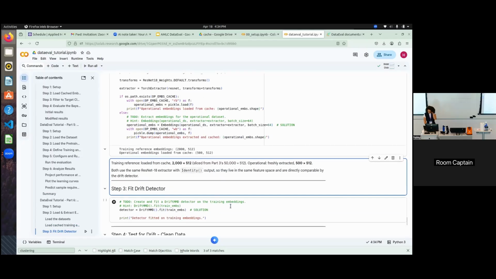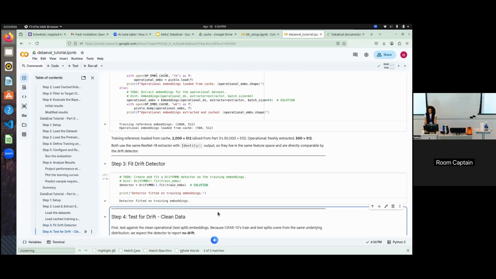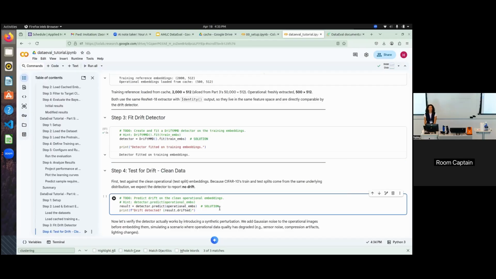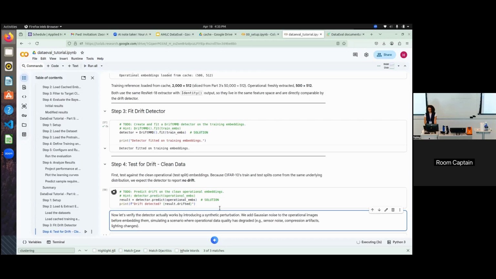And so we want to then fit the drift detector on the training embeddings. And then we get to the point where we're testing for drift. So first we want to run it on just our clean operational data. So this is, let's say, the operational data that we're using for this example, like what you've been getting in. So this is what you're running, you're testing, and you're checking to see if it's drifted. So you can run that.